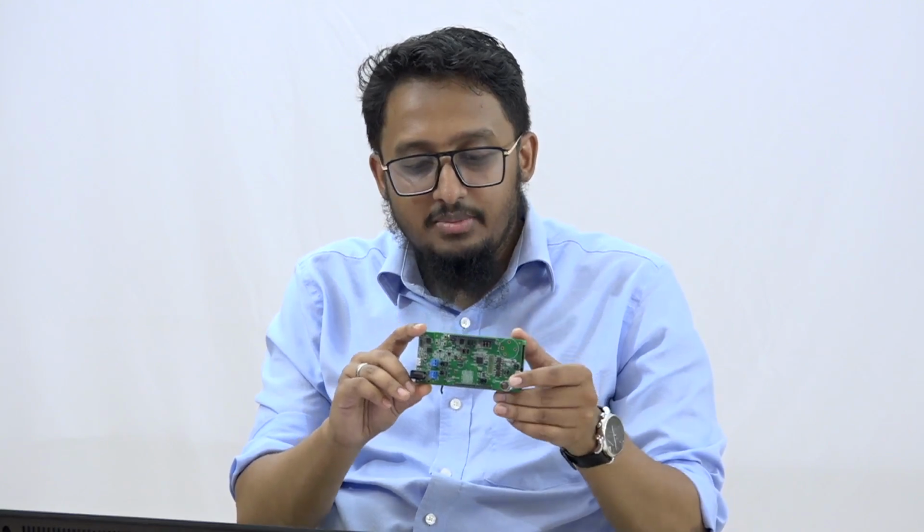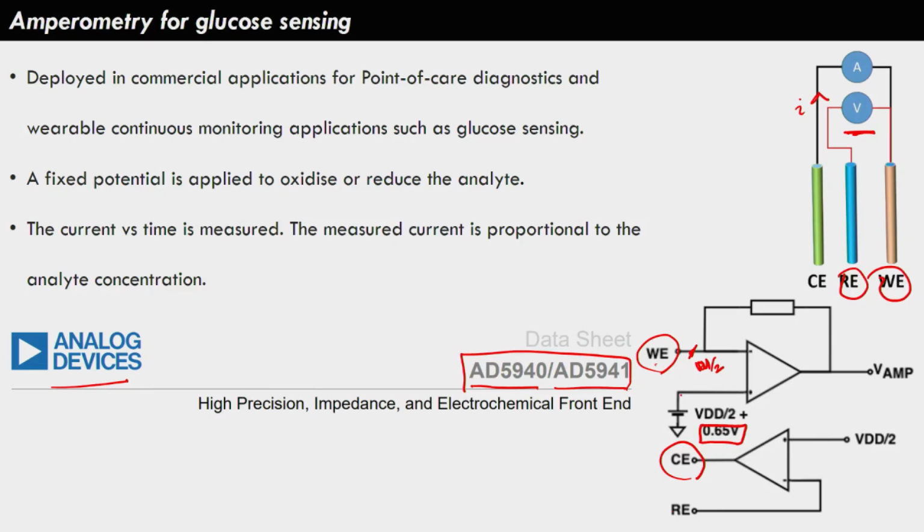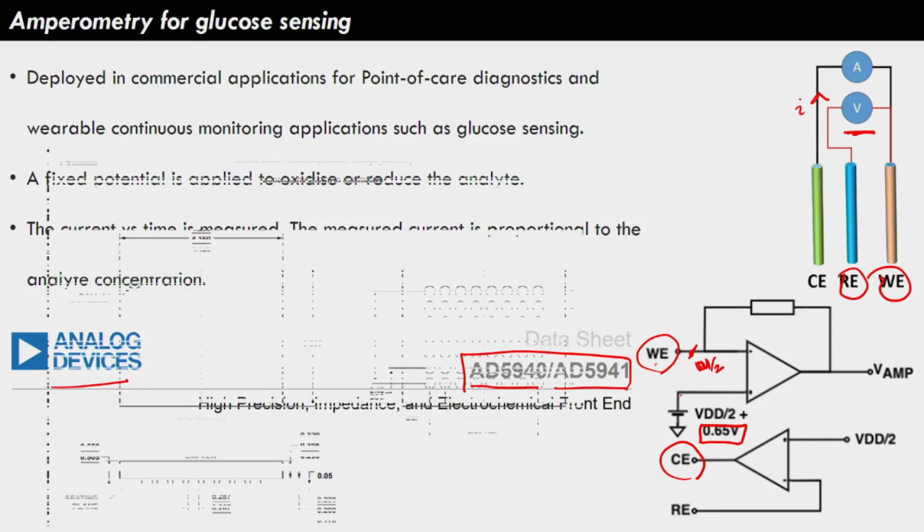So you can make your own potentiostat using this chip. You don't have to worry about how to implement amperometry or potentiometry. All the functions are already there in this chip, AD5940 or AD5941. It has a very comprehensive and detailed data sheet that you can follow, and there are many examples on their website as well. So you don't have to program it yourselves. You can use these examples, and if you want to modify according to your need, you can modify the program. We will look into this in more detail later on.